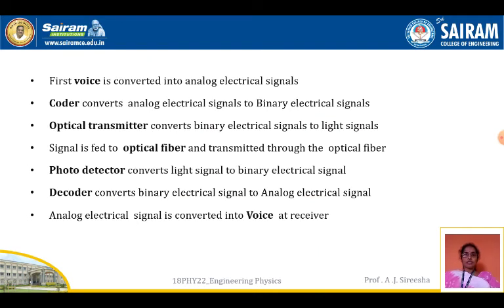Now each one is described here. First, voice is converted into an analog electrical signal. Next, the coder converts the analog electrical signal to a binary electrical signal. Now the optical transmitter converts the binary electrical signal to a light signal. The signal is fed to the optical fiber and transmitted through it. Now this is fed to the photodetector, which converts the light signal to a binary electrical signal. The decoder converts the binary electrical signal to an analog electrical signal, and the analog electrical signal is converted into voice at the receiver. This is the point-to-point communication system.